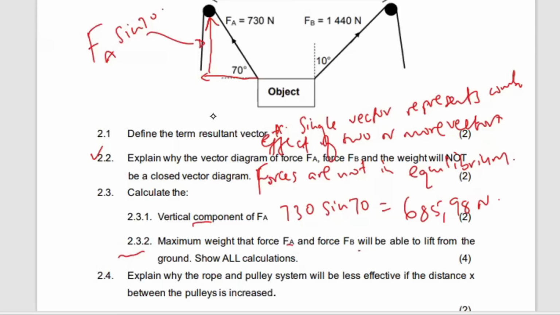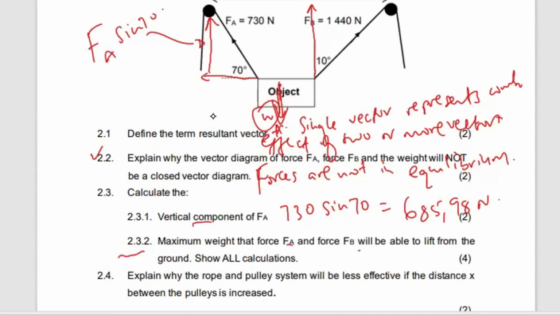Then 2.3.2, they want us to get the maximum weight that FA and FB will be able to lift. So what we can see is that for us to get that answer, they're indirectly asking for the weight of the object. Okay. Now looking at the direction of the forces, the weight is going to act downwards, but then we're going to have a vertical component of B, and then the vertical component of A.